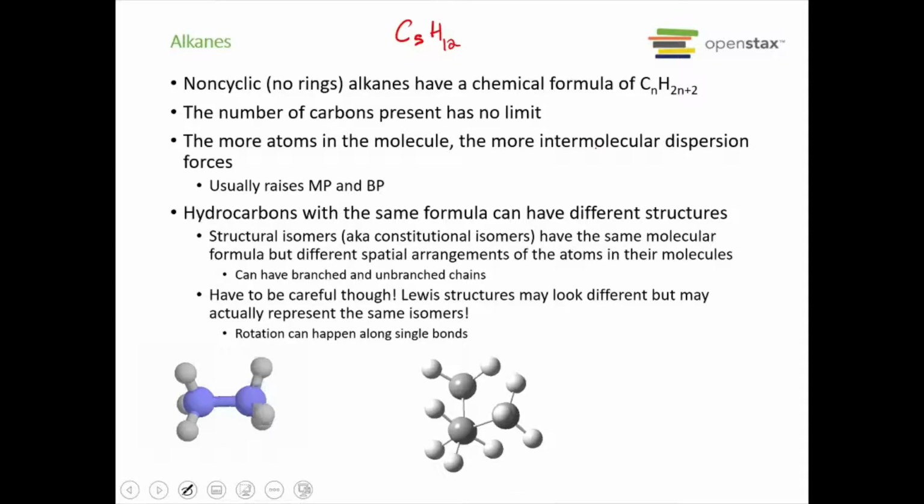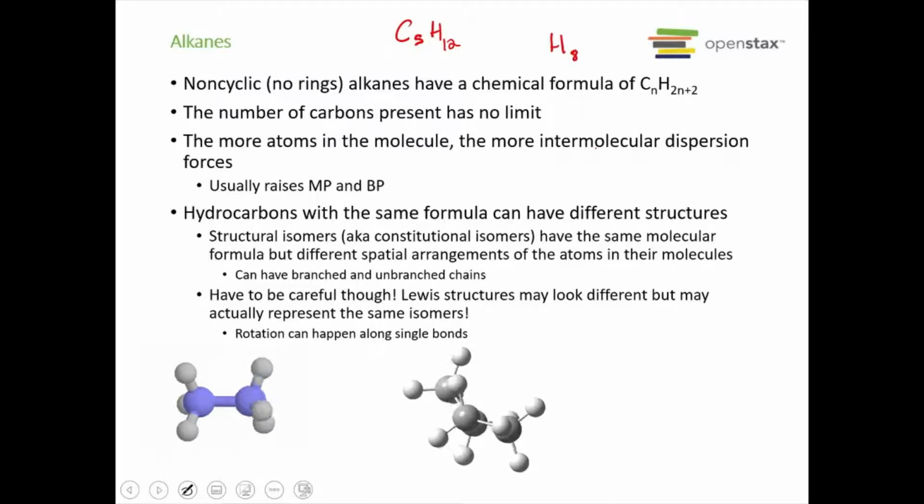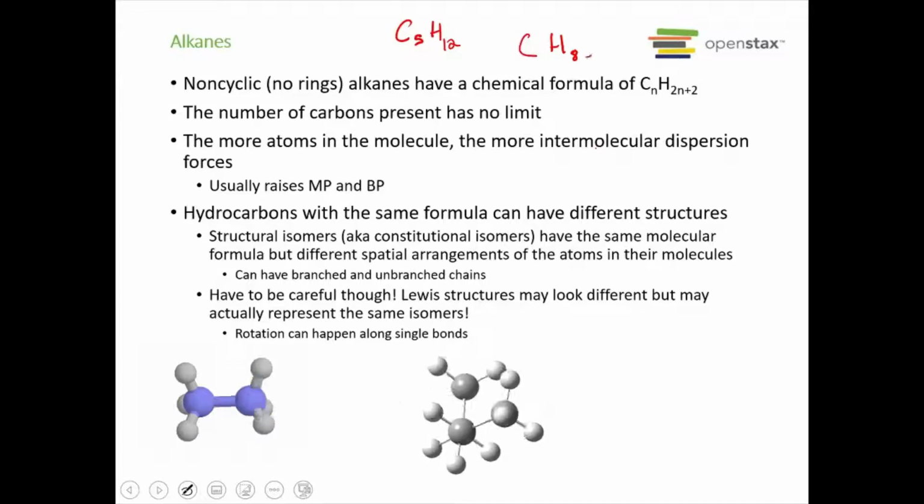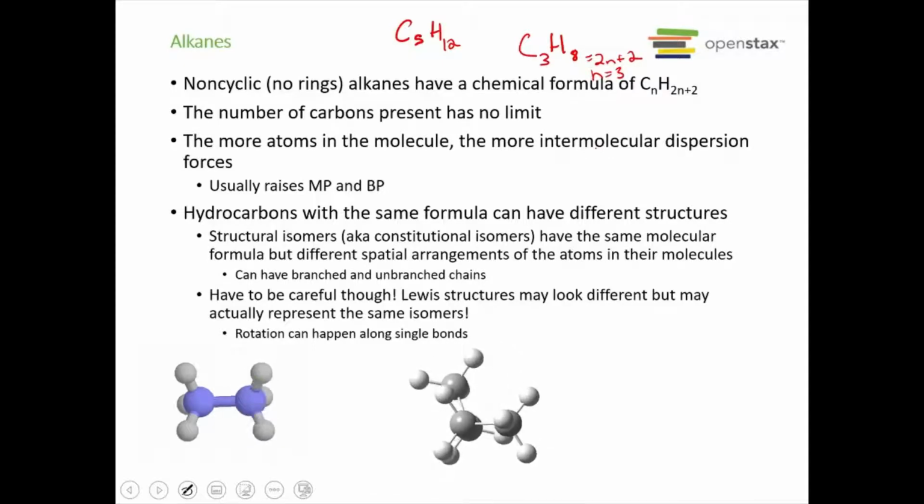If I told you you had 8 hydrogens, and we want to know how many carbons. So we know that 8 is equal to 2n plus 2. So then n is equal to 3. So we have C3H8.